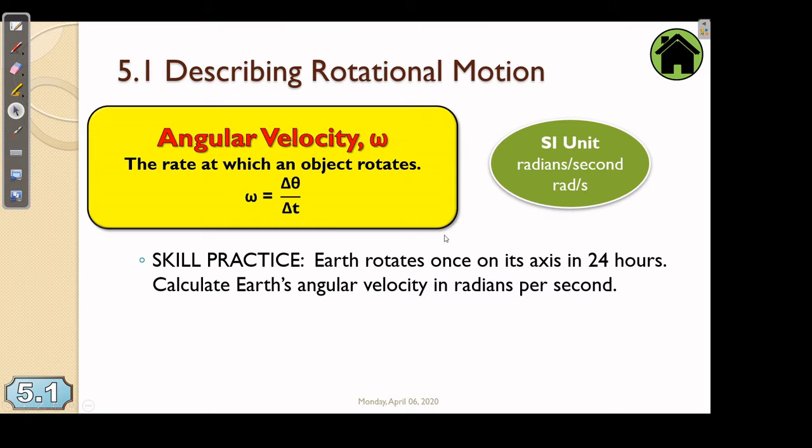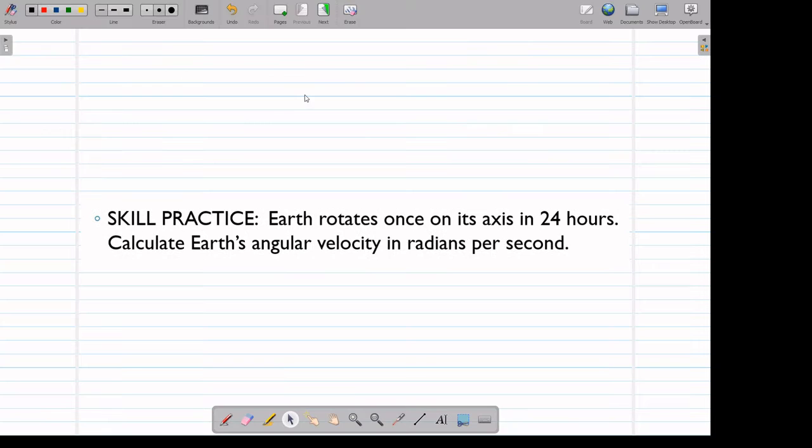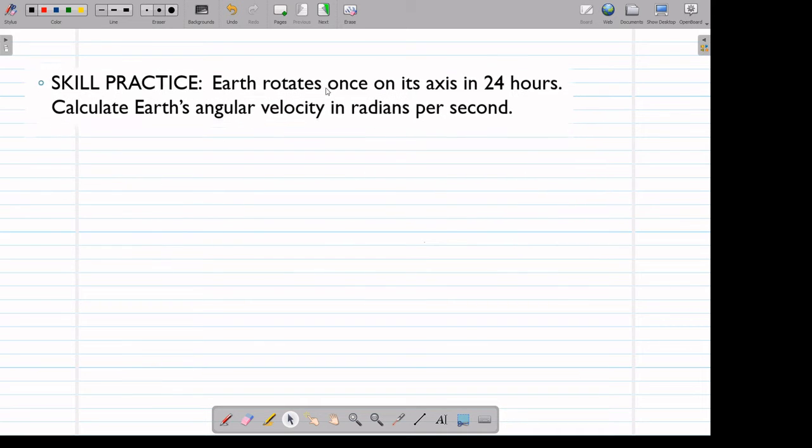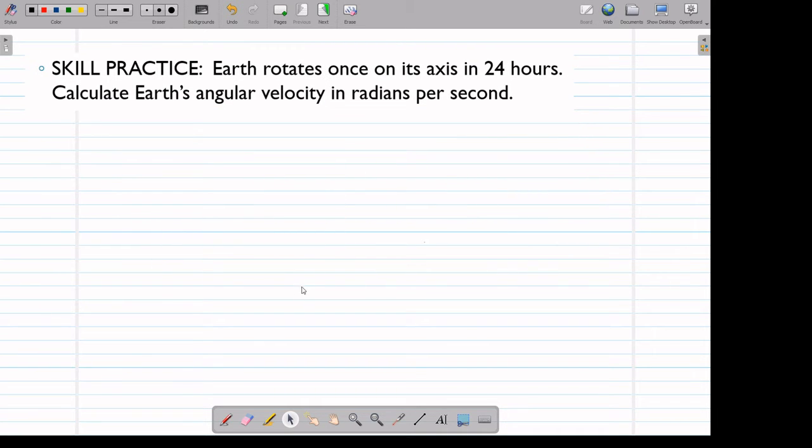All right, so we have a skill practice question here, and I'm going to go ahead and cut that and paste it over here to give me a little more space to answer it. It says, Earth rotates once on its axis in 24 hours. Calculate Earth's angular velocity in radians per second. All right.